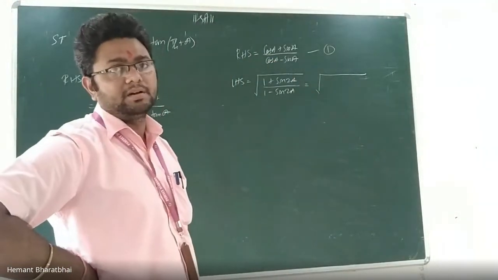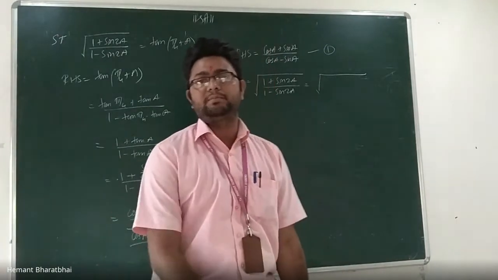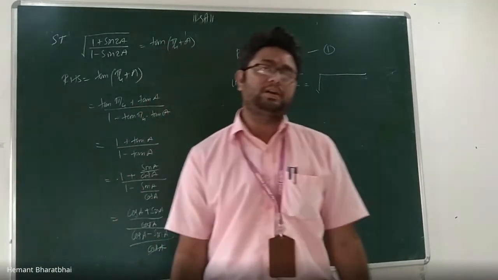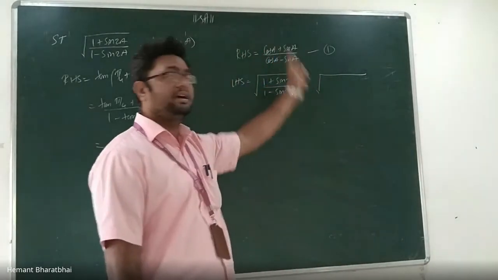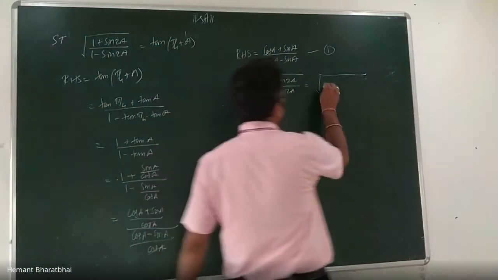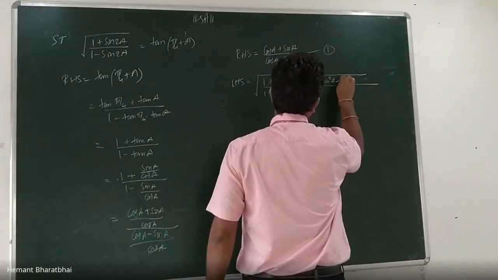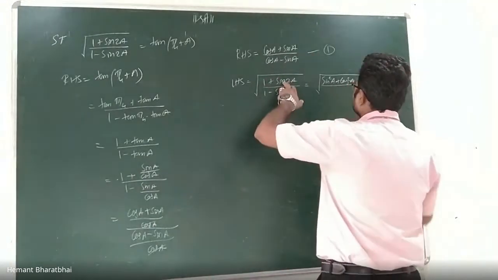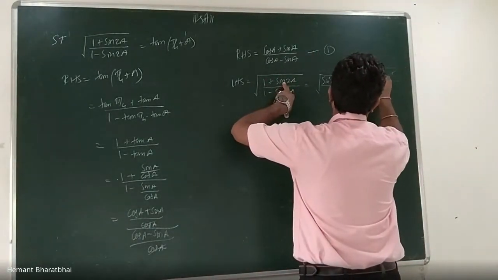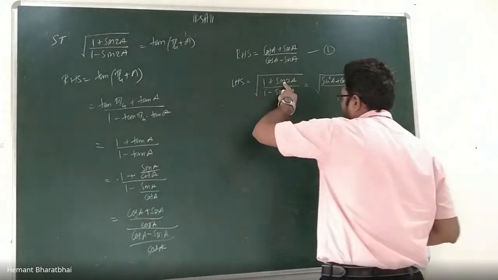Algebra says that (a plus b) the whole square can be written as a square plus b square plus 2ab. So I am going to get a similar term so that I can remove the square root. So this one I can write as sin square a plus cos square a plus, this sin 2a can be written as 2 times sin a into cos a. We had already written this formula in the last class.